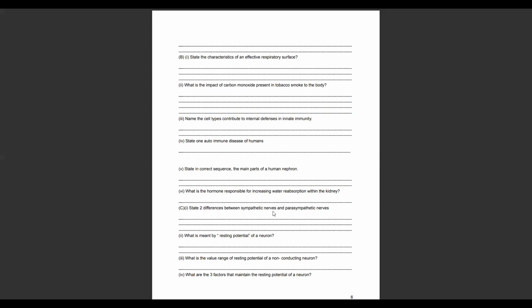And the next difference is, in sympathetic nerves, the pre-ganglionic fiber is short and the post-ganglionic fiber is long. And in parasympathetic nerves, the pre-ganglionic fiber is long and the post-ganglionic fiber is short, right? Give 2 marks.